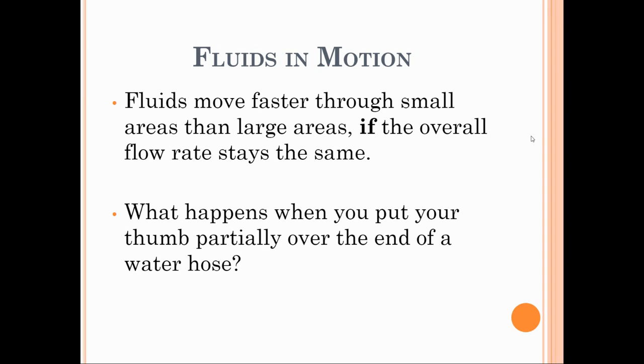So fluids move faster through small areas and slower through large areas if the overall flow rate stays the same. And this deals with pressure. A smaller area for the fluids to get out will cause them to move faster. This is what happens when you put your thumb on the end of a water hose, shrinking the opening of the hose, making the water come out faster.